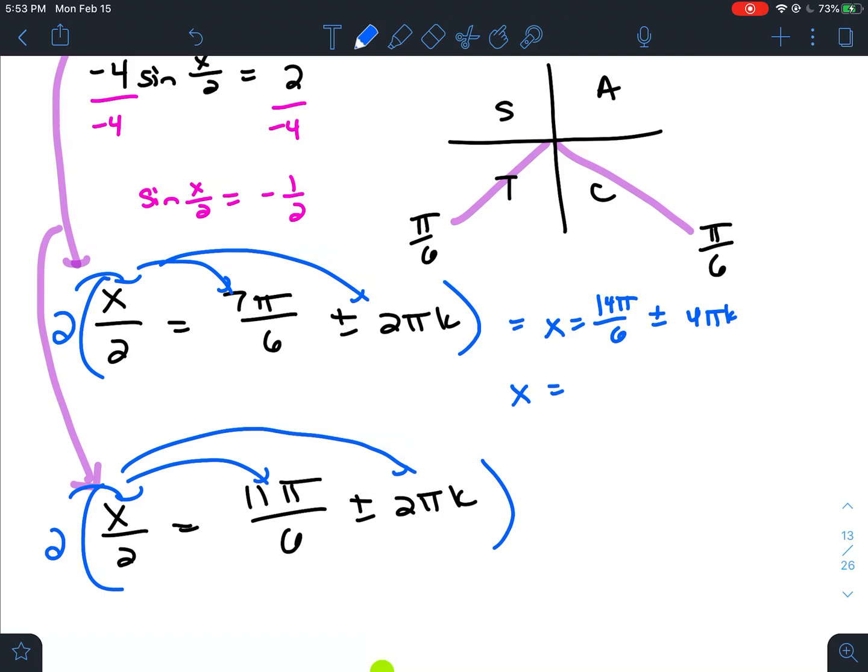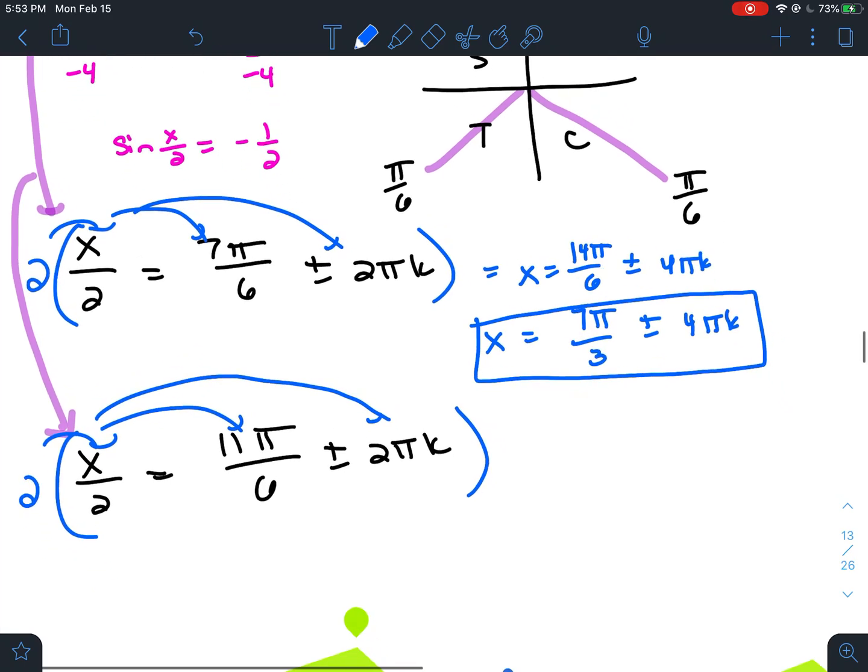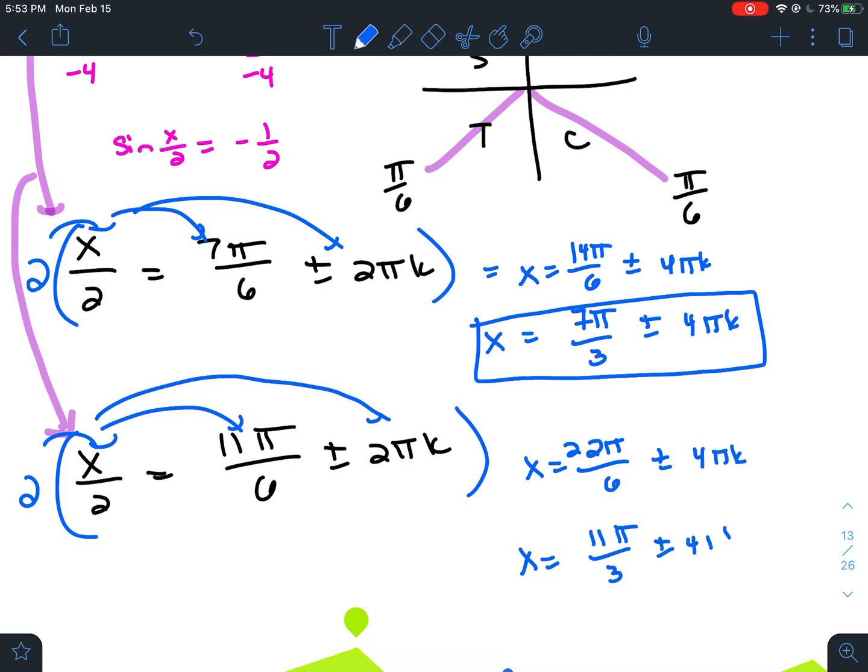And I can simplify that fraction into 7 pi over 3. So 7 pi over 3 plus or minus 4 pi k. That would be one of my solutions. And then the second one, multiply everything by 2, and you get 22 pi over 6, then plus or minus 4 pi k. And if I simplified that fraction, I'd get 11 pi over 3 plus or minus 4 pi k. And so that would be my other set of solutions.